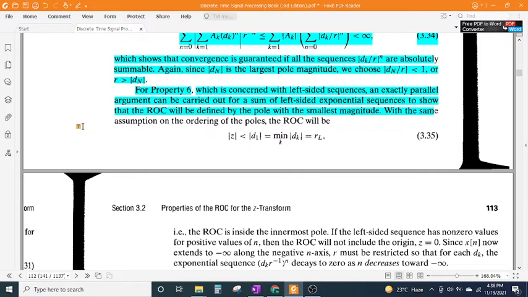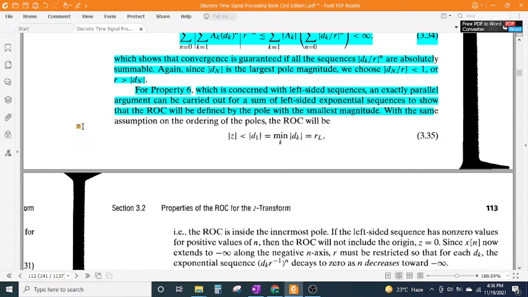Thus, if such an intersection exists, it will always be a simply connected annular region of the form R_R- < |z| < R_L+. There is a possibility of no overlap between the ROCs of the right and left-sided parts, i.e., R_L+ < R_R-. In such cases, the Z-transform of the sequence simply does not exist.